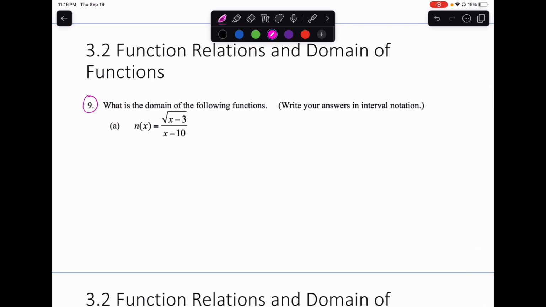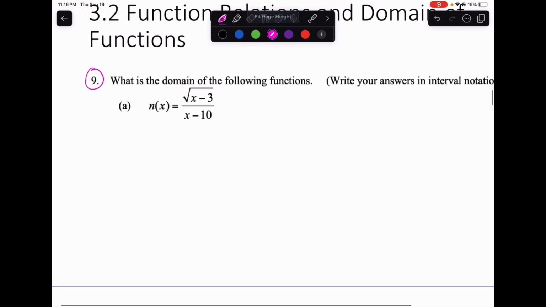The first one was A. To do this, we take a look. We have both a square root that we're dealing with and a fraction, so we're dealing with the denominator. There's a couple things we start by looking at. The first one is, when is this function undefined? I'd say it's undefined when, and let's look at it.